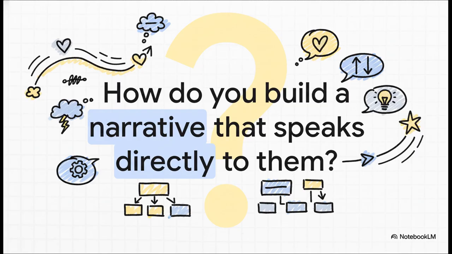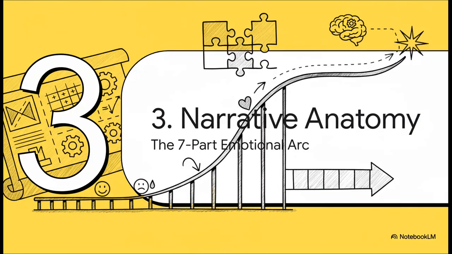Okay, we know who we're talking to, we know what they're feeling. So how do you actually structure a story that's going to land perfectly with them? Let's get into the anatomy of the narrative itself. This blueprint lays out a masterclass in emotional engineering with a simple 7-part arc. And this isn't just a plot outline. It's a carefully paced journey designed to guide the viewer's feelings from the very beginning to the very end.